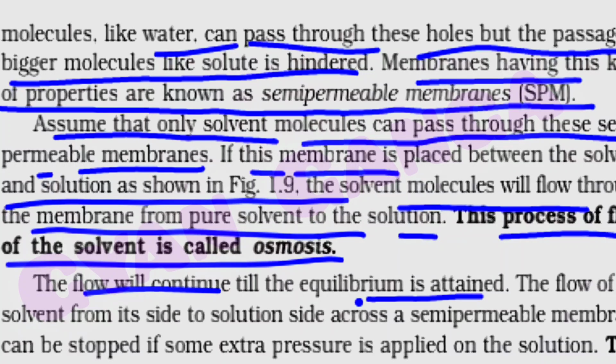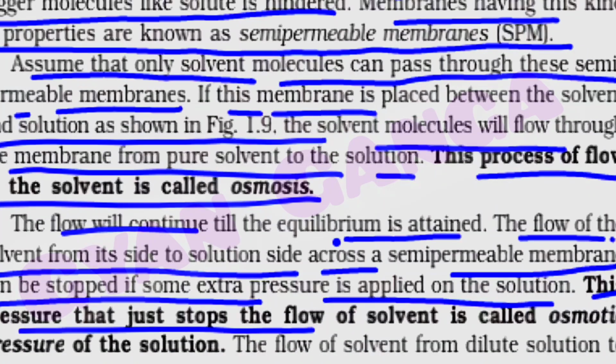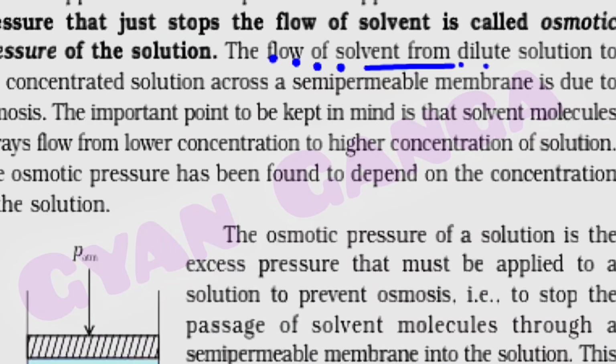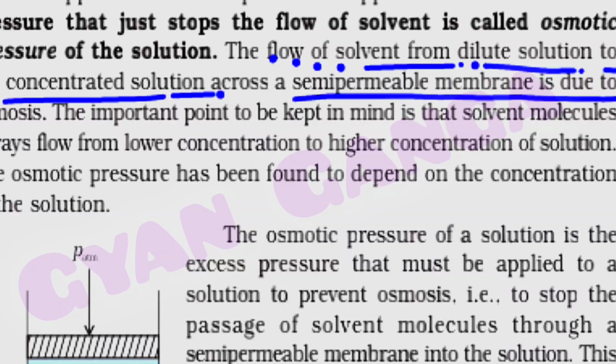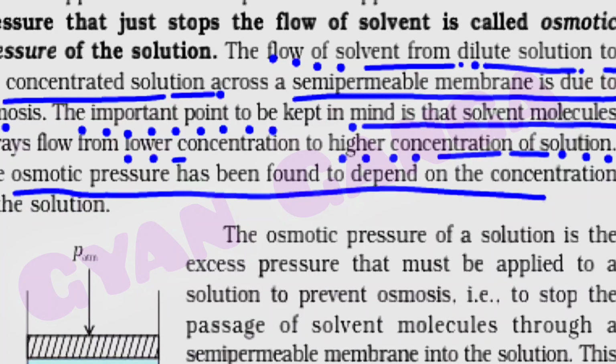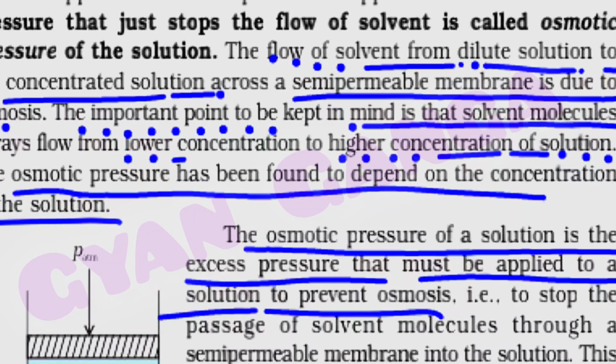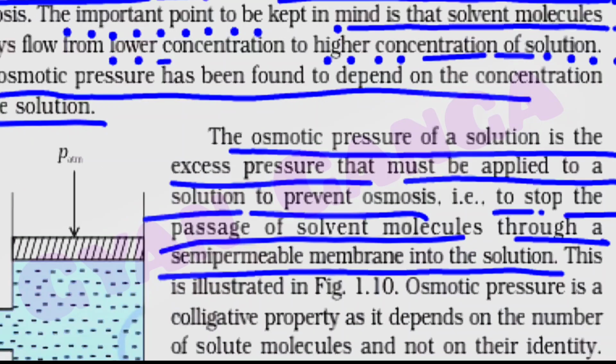The flow of the solvent from its side to the solution side across a semi-permeable membrane can be stopped if some extra pressure is applied on the solution. This pressure that just stops the flow of solvent is called the osmotic pressure of the solution. Flow of solvent from dilute solution to concentrated solution across a semi-permeable membrane is due to osmosis. The important point to be kept in mind is that solvent molecules always flow from lower concentration to higher concentration of solution. The osmotic pressure has been found to be dependent on the concentration of the solution. The osmotic pressure of a solution is the excess pressure that must be applied to the solution to prevent osmosis, that is, to stop the passage of the solvent molecules through a semi-permeable membrane into the solution. This is illustrated in figure 1.10.